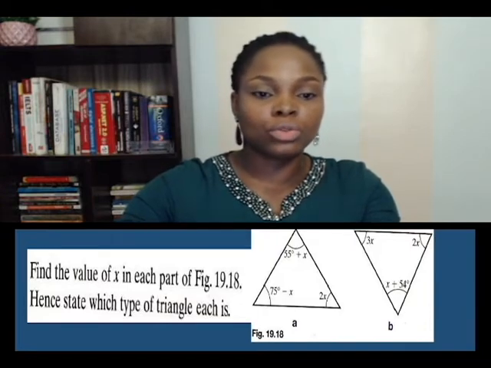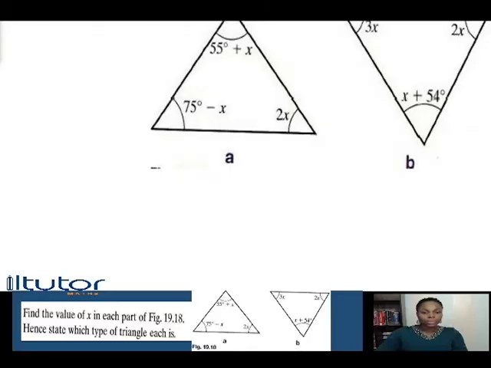So we have two triangles here, and we're told to find the values of x in each of the diagrams. So we're going to take them one after the other. So let's take triangle A. Looking at this, we have three angles, and we know that the sum of angles in a triangle is 180 degrees. So let's start with triangle A.